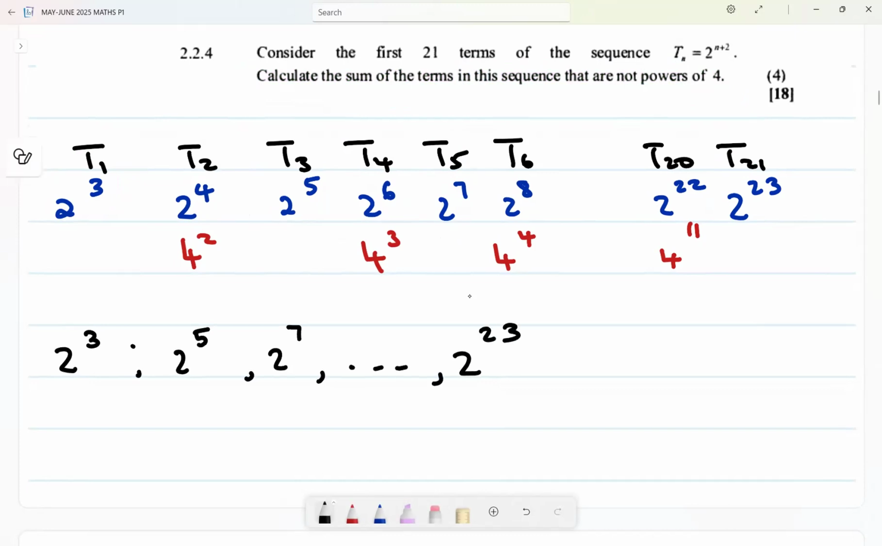So this is my sequence that is not powers of 4.